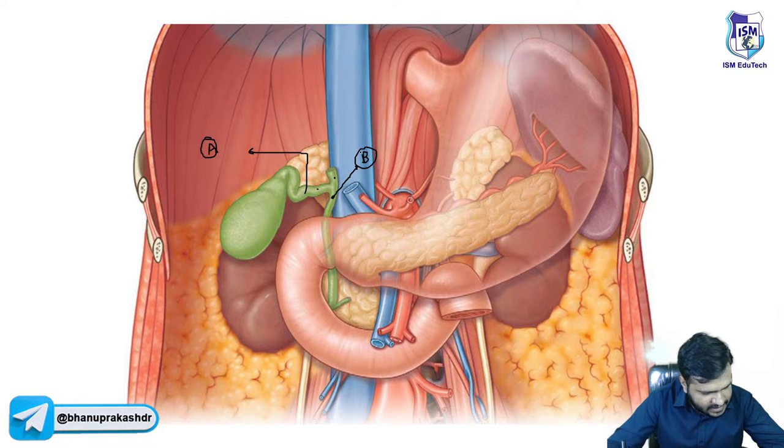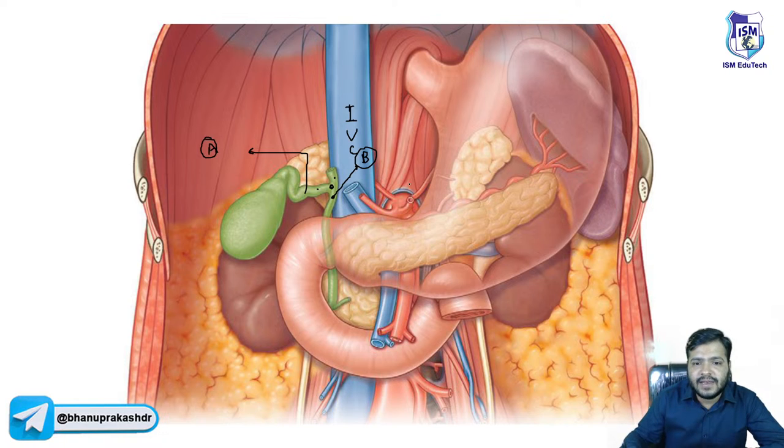Haan, common hepatic duct se wo join karne ke baad it will form a duct which is called as the common bile duct. So you can see the common bile duct. Okay, the common bile duct, it is just behind it. Okay, apart from that beta, you can also see this inferior vena cava. You can also see, okay, I'm just trying to portray it from the back side. So yes, we have the inferior vena cava, okay, and we have the left renal vein. Okay, we have the left renal vein, right? The left renal vein.